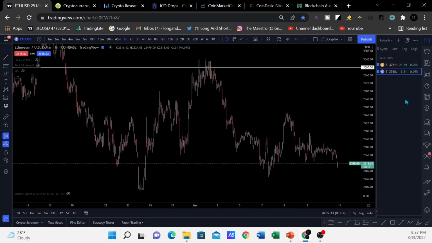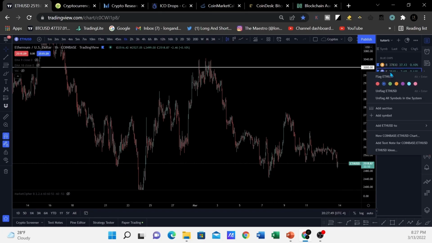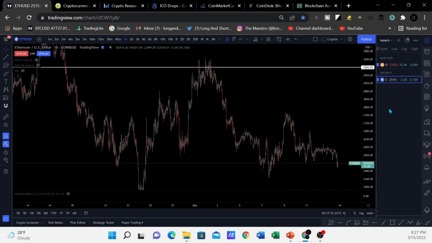What we want to do next is start to line up some mid caps, but we want to create a brand new section for them. So we're going to right click into this area here, and we're going to click add a section, and we're going to drag that below, and we're going to name this mid caps.